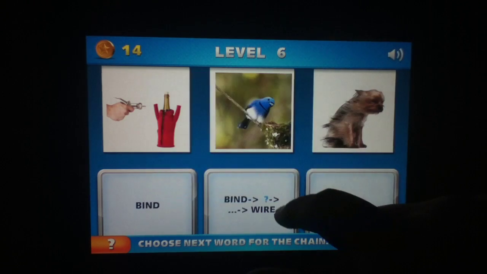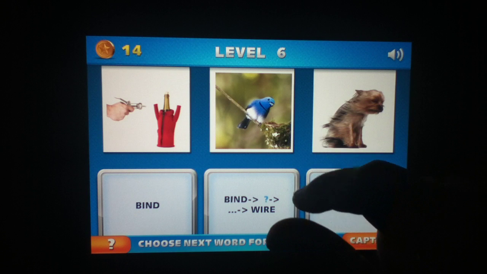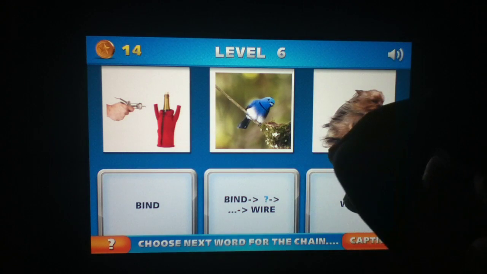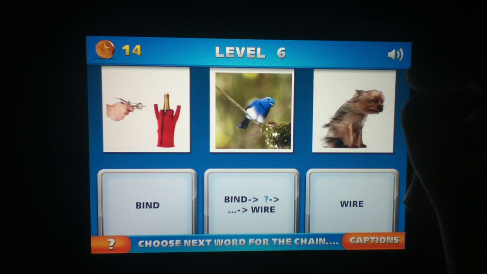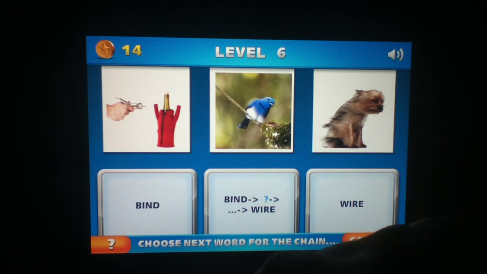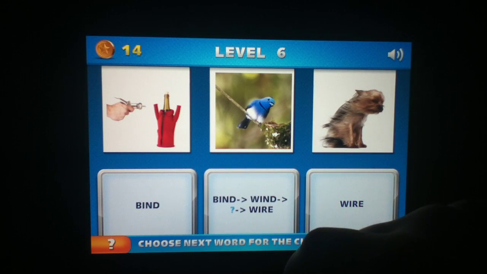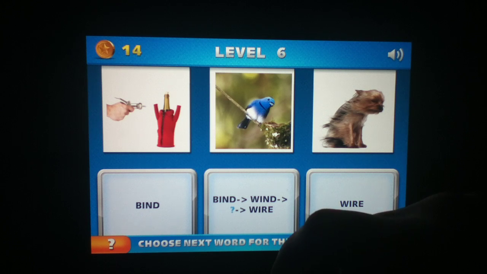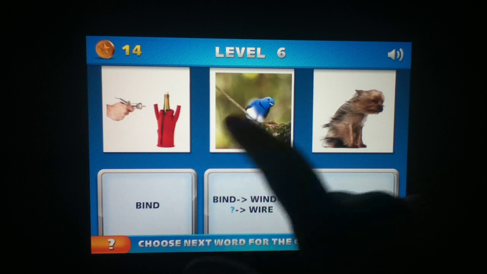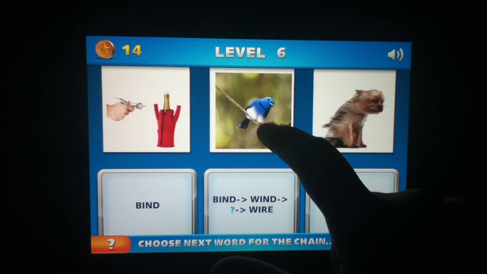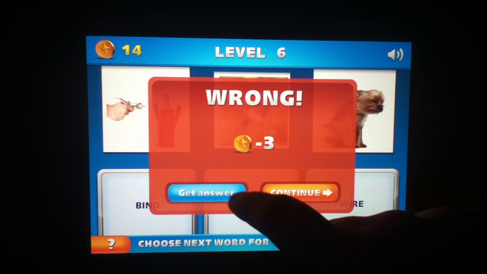It's really sort of like SAT or GRE logic games, if you're in the American school district, or the higher education school district, I guess. So for instance, we've got bind, burt, wire. Let's go for something here. I think wind would be the one to go for. There we go. And then bird? Maybe? Nope. Get answer.